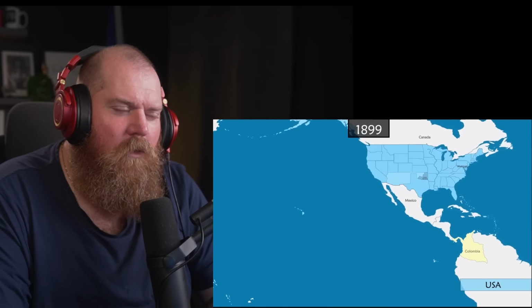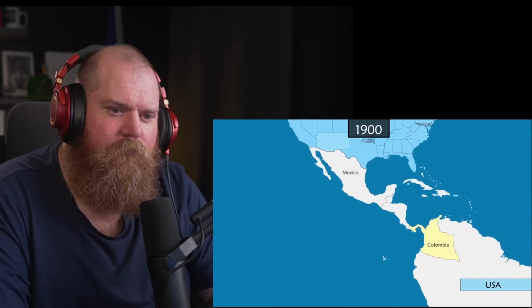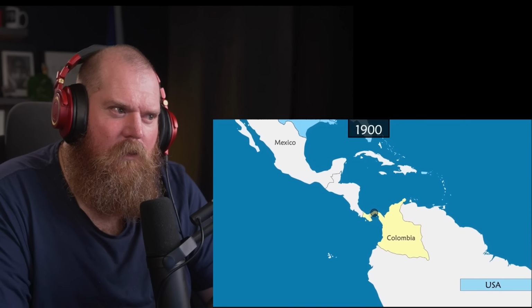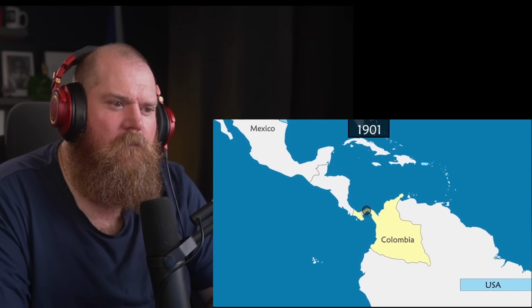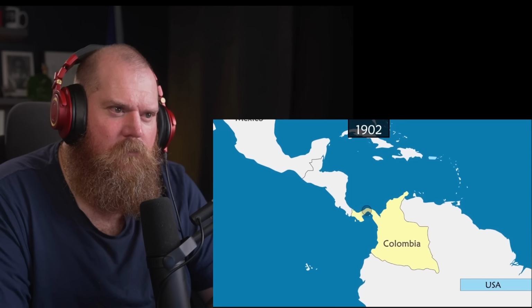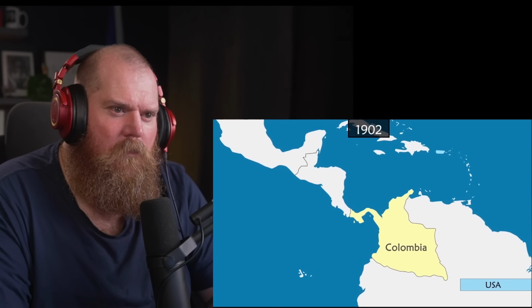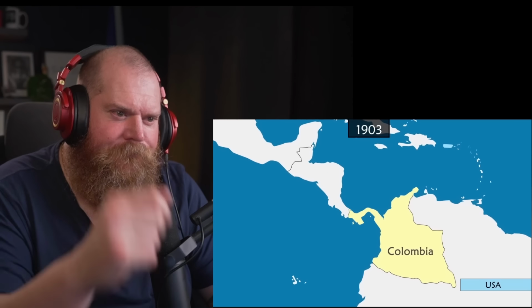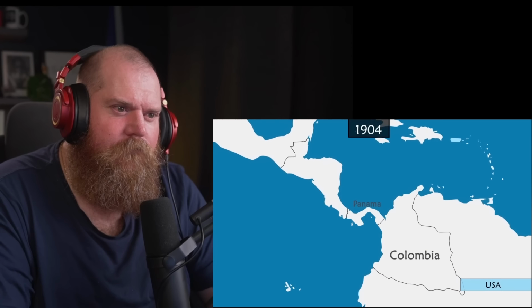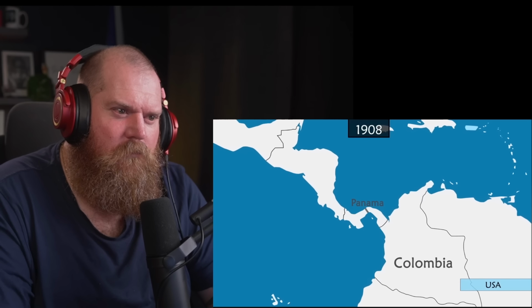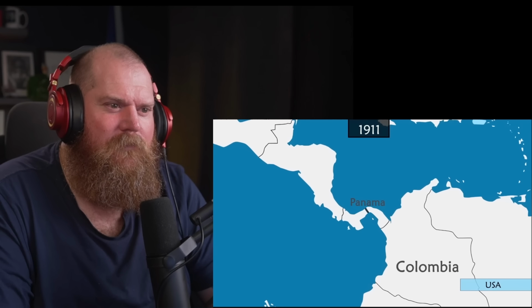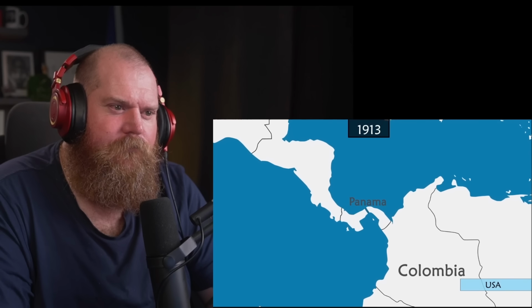In Colombia, a French company begins construction of a canal that would connect the two oceans, greatly shortening the journey between the US East and West Coast. The United States buys the project and then intervenes to support the independence of Panama. In return, the new government of Panama offers the US a strip of land which helps complete the construction of the canal, inaugurated in 1914.